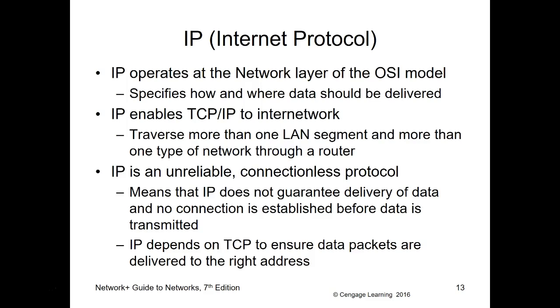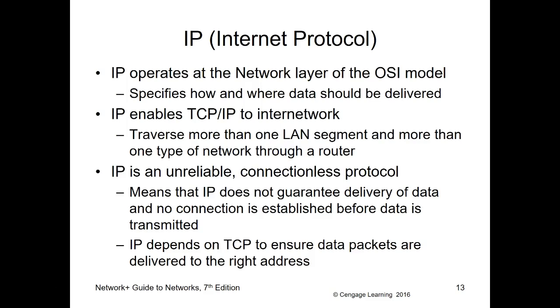IP then operates the next level down. And IP says it's routable now. We can travel more than one network segment, one LAN segment. We can go through different types of networks. We can change from fiber to Wi-Fi or to fiber optic to optical to whatever we need to transfer to. But IP by itself is unreliable. It's connectionless. So it relies on that TCP that it's encapsulating to give you that guaranteed delivery.